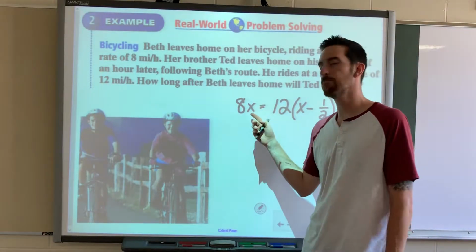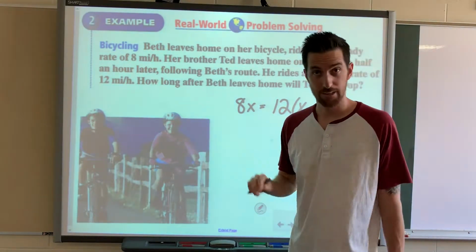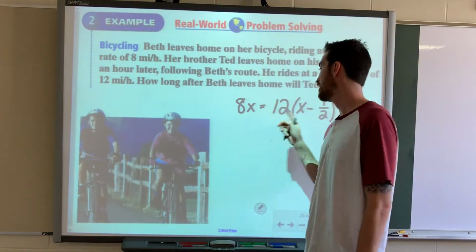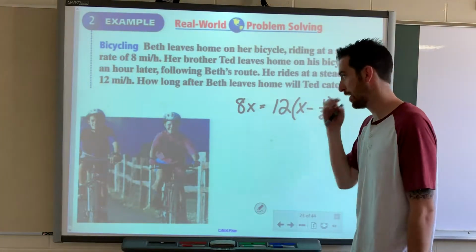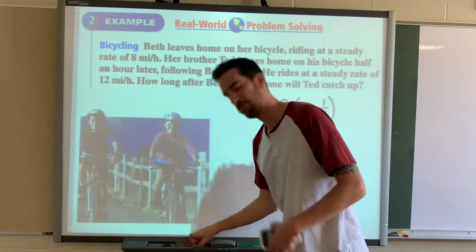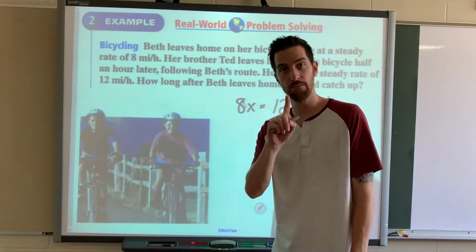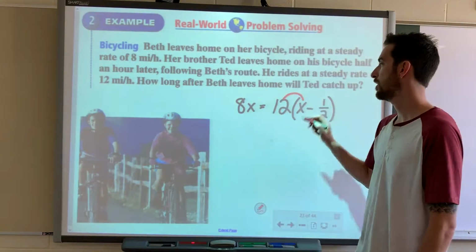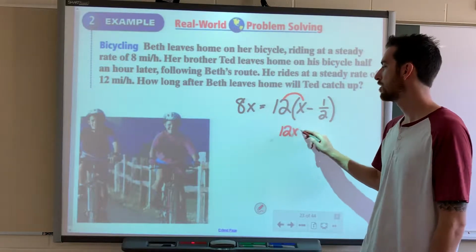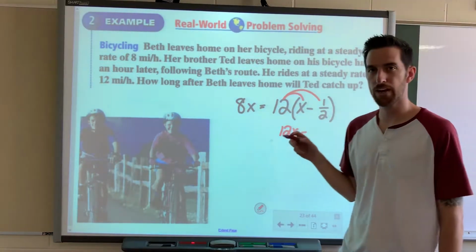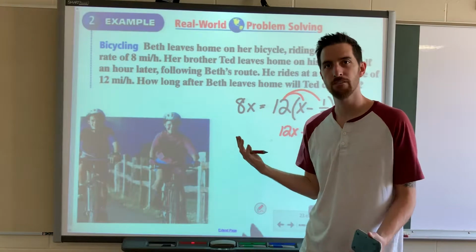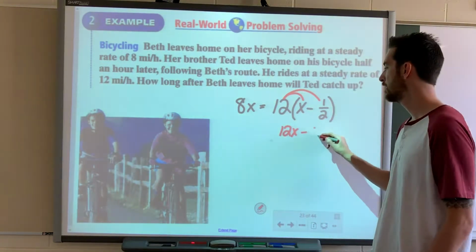Because remember, X is the amount of time that Beth is riding her bike, but he's going a half hour less than that because he's starting later. We've got it set up. Step 1, distribute. 12 times X, 12X. 12 times negative 1/2. Positive times negative is negative. Half of 12 is 6.